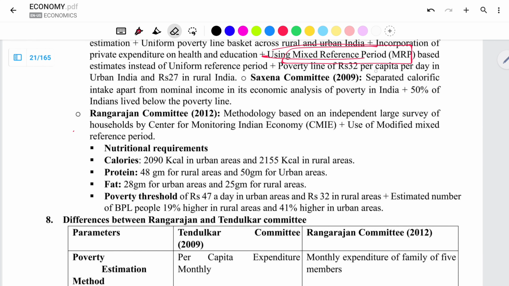Now, what is the poverty line? Rupees 32 per capita per day in urban and 27 in rural. Right. Highest is the urban and lowest is the rural.